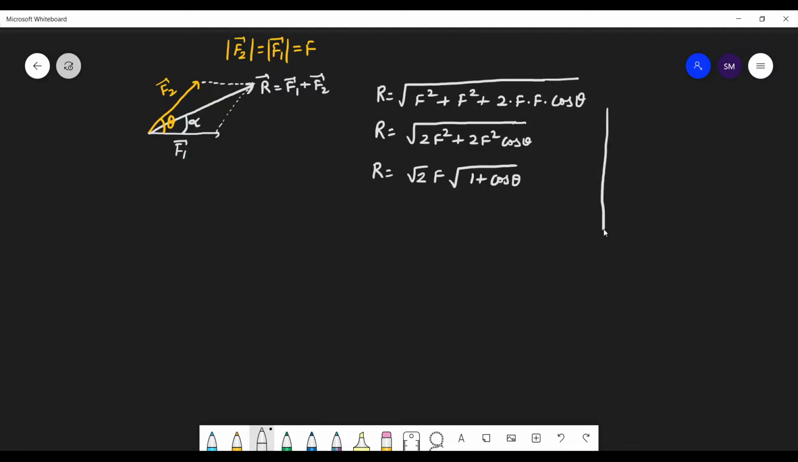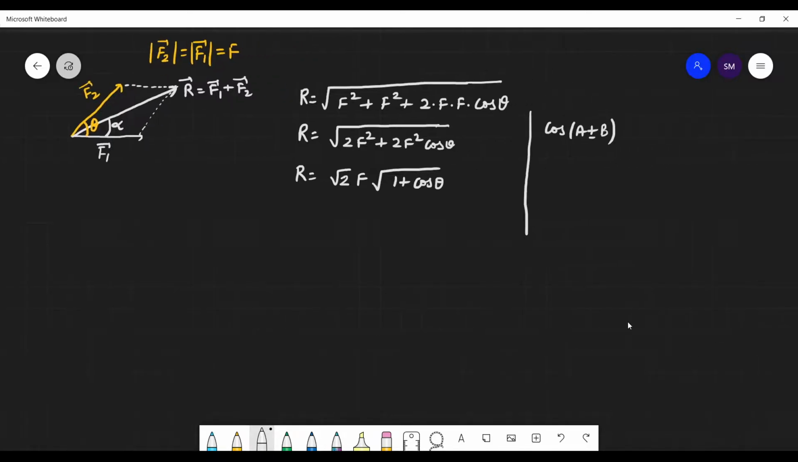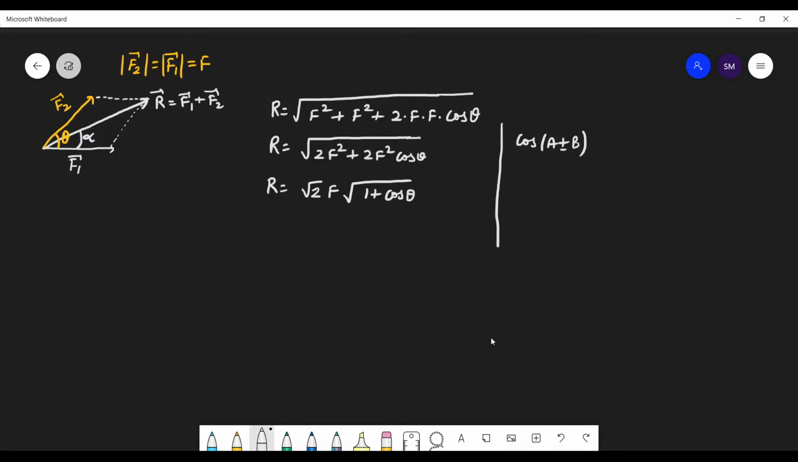Now students, we know the formulas of that cos A plus B. Yes, what is this formula? Yes. What is cos A plus B? Yes, Ayush. Cos A, cos B. Have we done this in the class or not? Yes, sir. So forgotten.